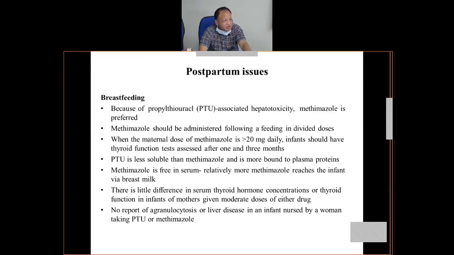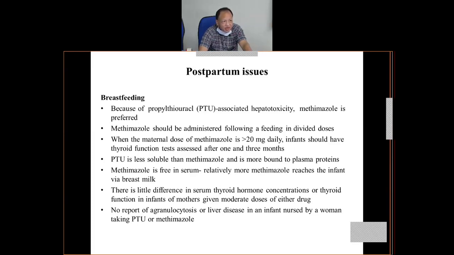Postpartum issue, breastfeeding. Usually PTU is avoided in the postpartum state, because long-term use can be associated with hepatotoxicity. Methimazole is usually preferred in divided doses. When the maternal dose of methimazole is more than 20 milligrams daily, the infant should have thyroid function tests assessed after 1 and 3 months to make sure that they don't go into hypothyroidism.